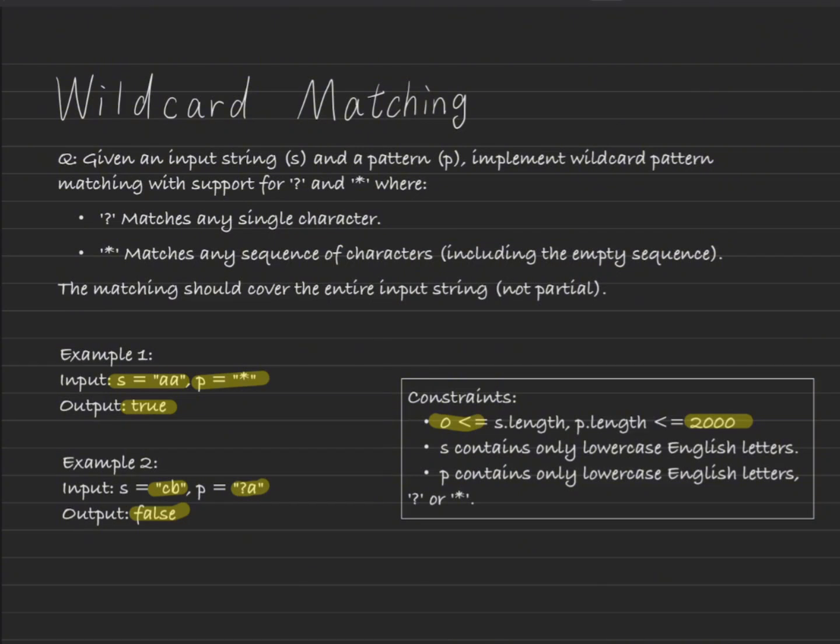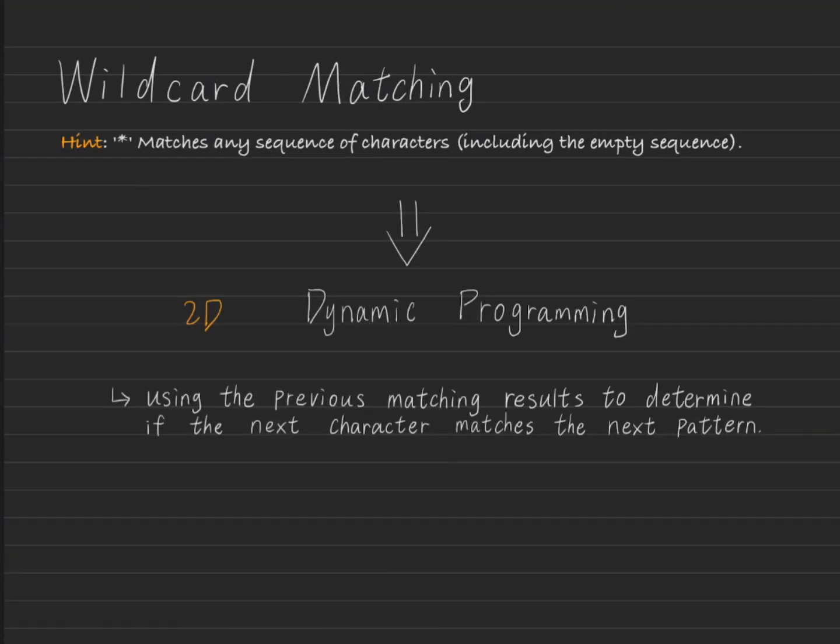How do we solve this? Pause here for a moment if you'd like to think independently first. So the key hint to this problem is that the star sign matches any sequence of characters including the empty sequence. So it might be beneficial to cache the previous matching results and use that to build our next result.